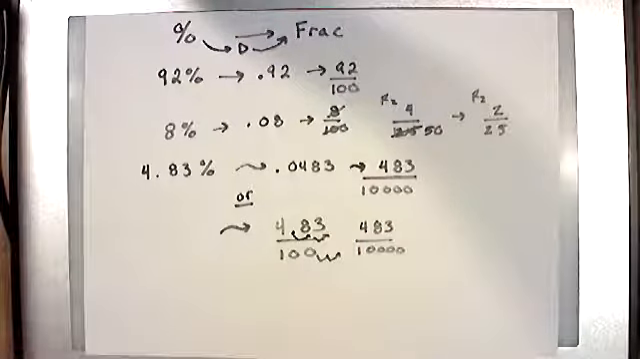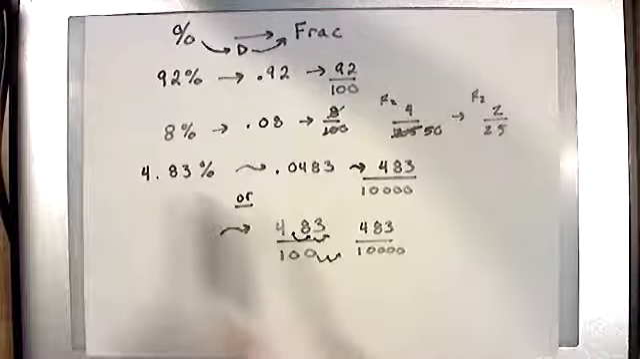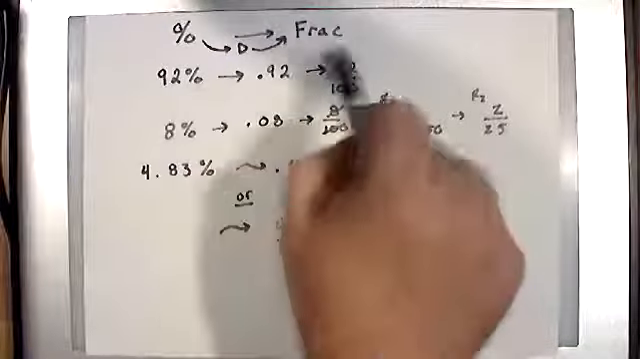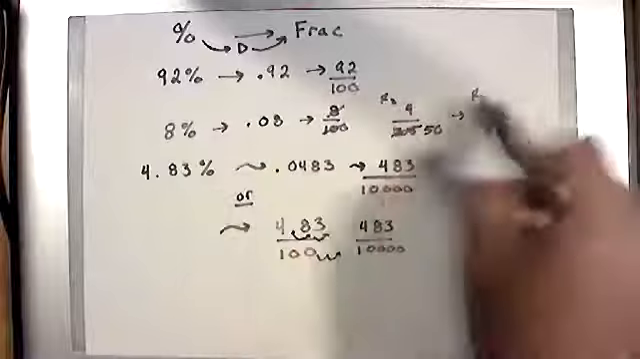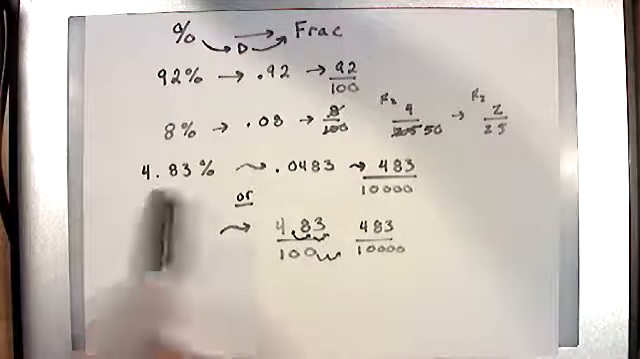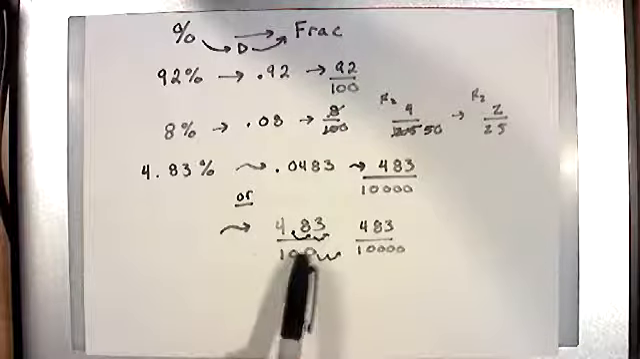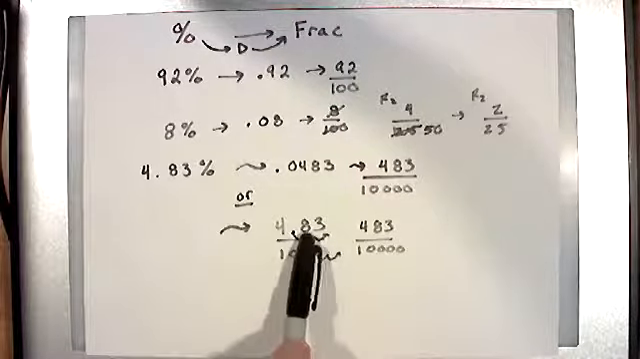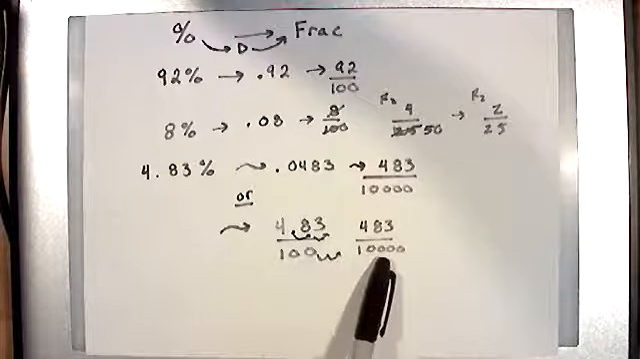So it's up to you. If you want to just take the number, jam it over 100, that's fine. 92 over 100, 8 over 100, just don't forget to reduce. The problem is if you get a number with a decimal in the middle of it, you can still just put it over 100, but then you're going to need to move the decimal over until it disappears, and then do the same on the bottom.